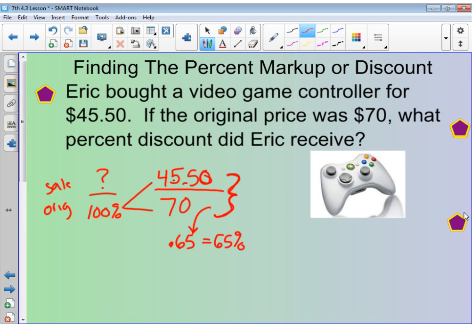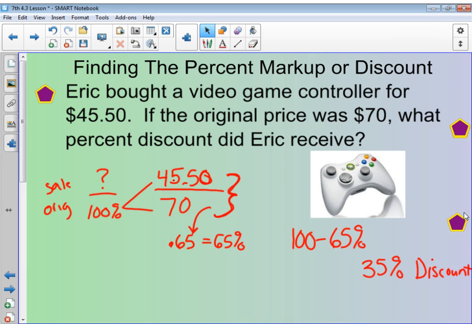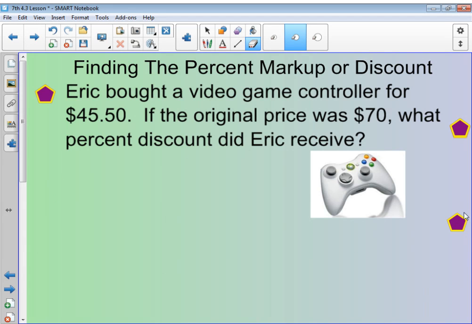Okay, so we didn't get a 65% discount. That's what we paid. So we're going to take 100 minus the 65% that we paid to figure out the discount. So 100 minus 65 is going to give us 35%. So we got a 35% discount here. Okay. All right, so let's go ahead and try another one.